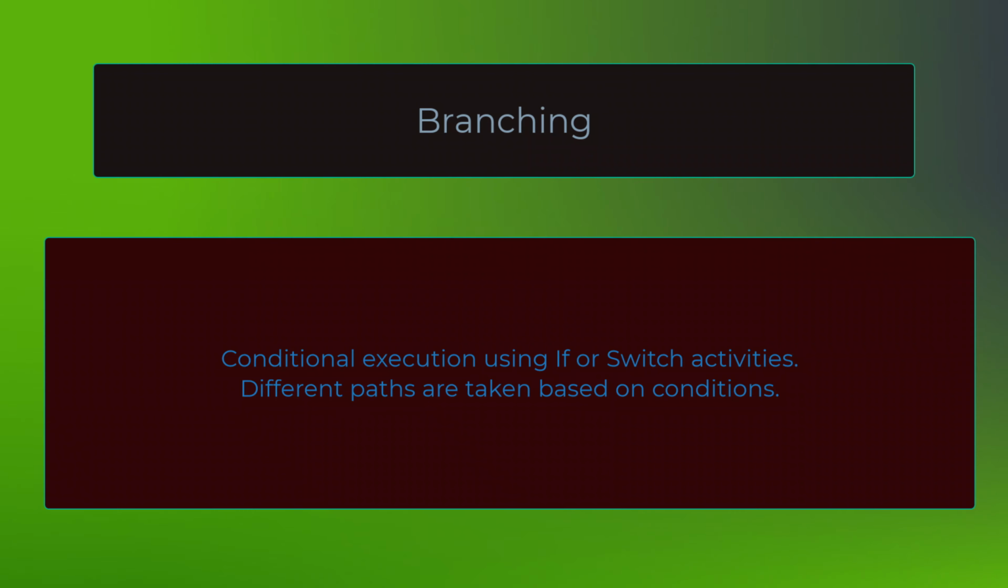Branching allows your pipeline to make decisions based on conditions. For instance, you might want to check whether a file exists before uploading it. Using if or switch activities, you can define different paths to be taken based on specific conditions. This makes your pipeline flexible and dynamic.